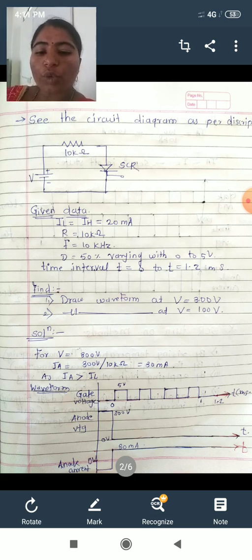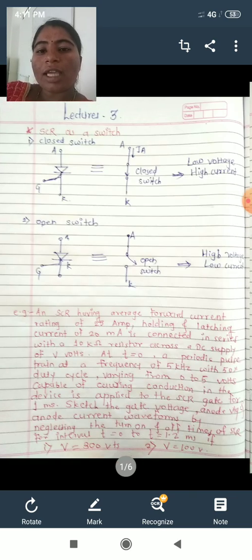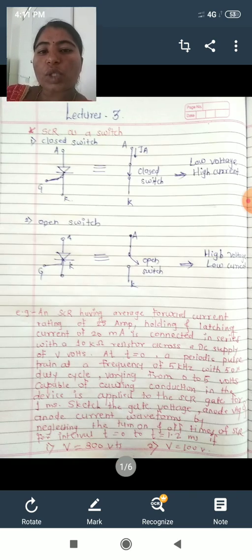Now how does the SCR get turned on? When the latching current or holding current is small and the anode current is higher, the SCR gets turned on. Now we can easily draw the waveform for anode voltage and anode current. Here the anode voltage is 300 volt, and when the SCR gets turned on, it acts as a closed switch, and in the closed switch condition it is low voltage, high current.